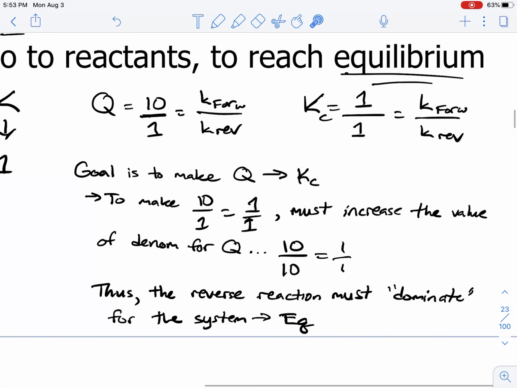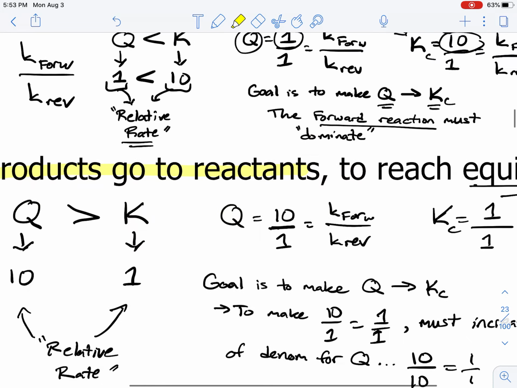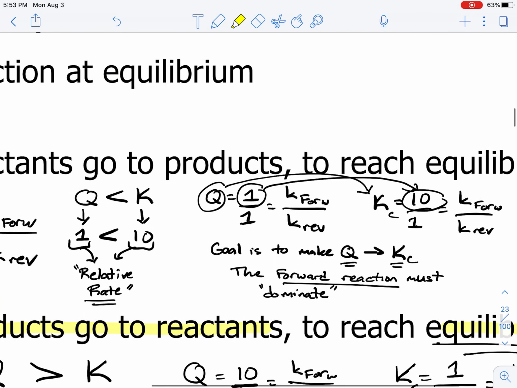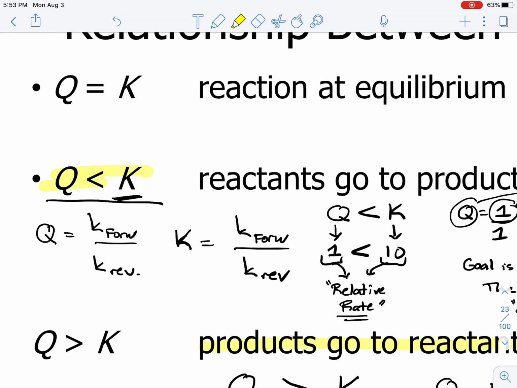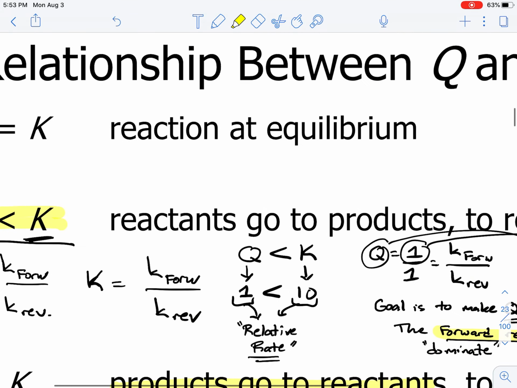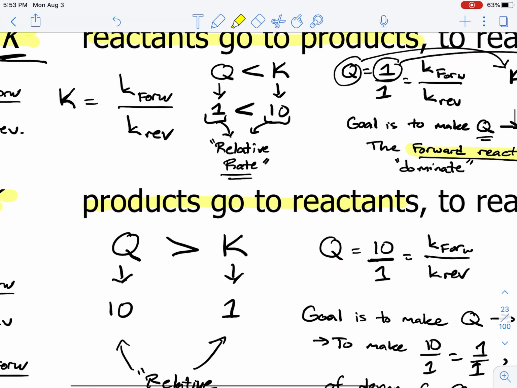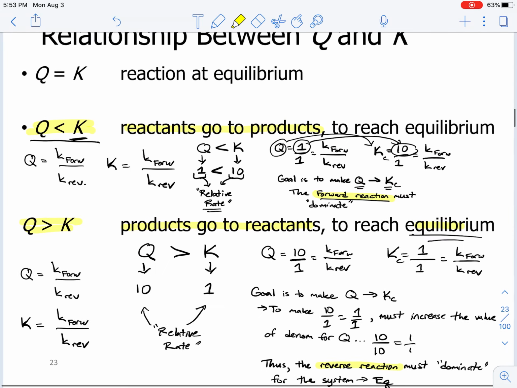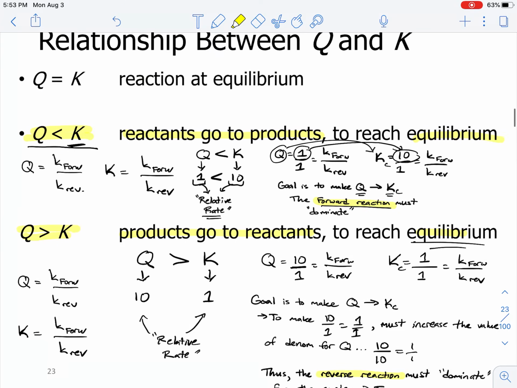And so since the reverse reaction must dominate, that's telling us the products must turn into reactants for the equilibrium to be reached. Whereas in the previous example, or previous scenario, when Q is less than K, the forward reaction must dominate. So therefore the reactants must go to products. Okay, I highlighted that last bit just so it's consistent.